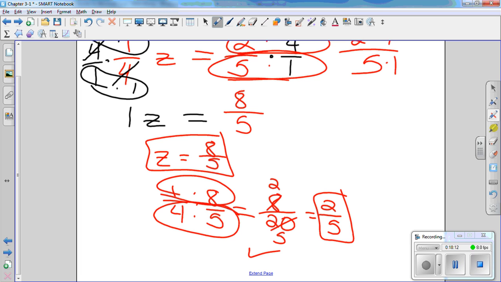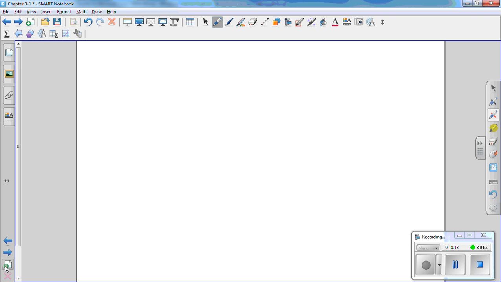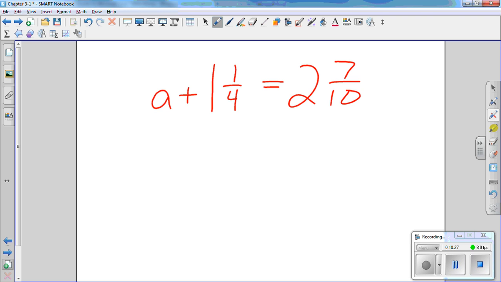There's one pretty ugly problem on here that I want to do for you. There's a really ugly one. Here's what it looks like. Ugly, isn't it? Okay. How do I get a by itself? Subtract on both sides. Subtract what? Subtract 1 and 1/4 on both sides.